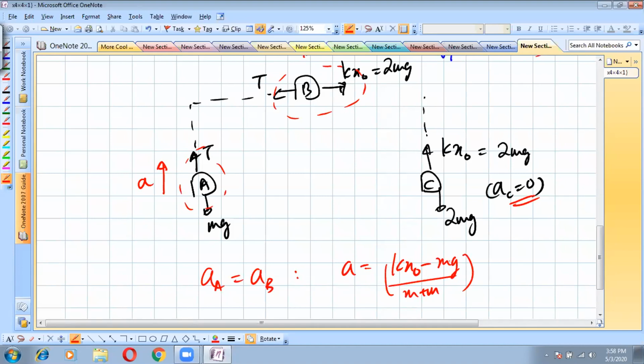Okay. So how much will this acceleration be? 2mg minus mg, that's mg divided by 2m. So it will be g by 2. Now when you substitute kx naught equal to this, at the moment when you just cut the thread, this is what should happen. The blocks A and B should have an acceleration of g by 2. A is g by 2 upwards, B is g by 2 towards the right, whereas C's acceleration at that moment should be 0. And that is what they've asked in the question. Only C's acceleration. So that came out just like that.